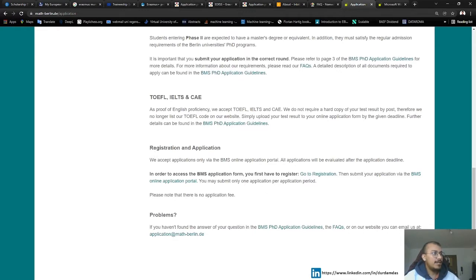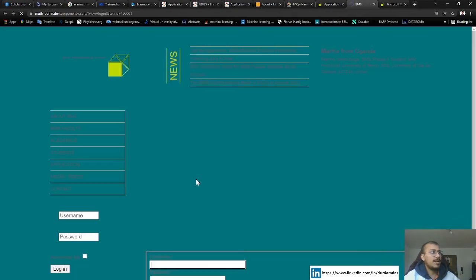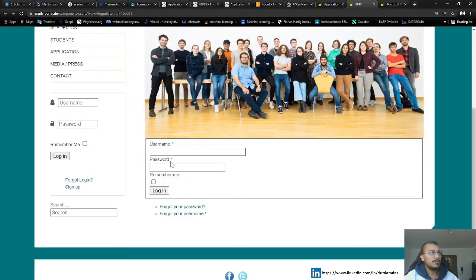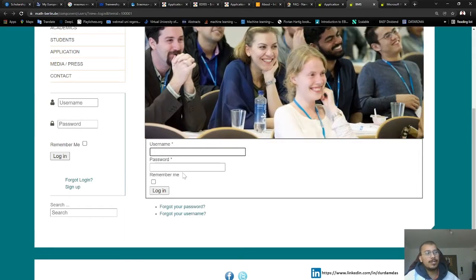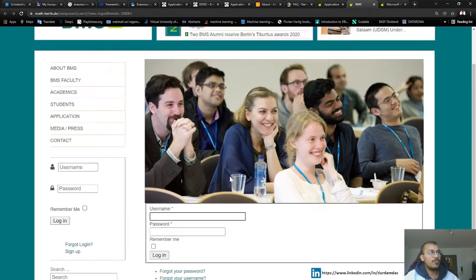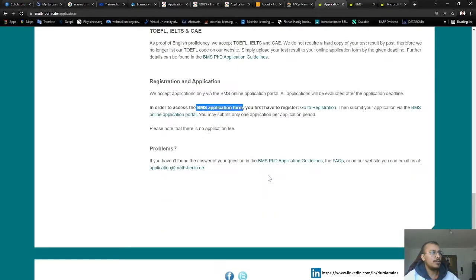And basically, in order to apply for this BMS form, you have to go to this registration link and then register yourself and then start applying in the BMS online application portal. So yeah, once you registered, you would get a username and password. Then there is the online form where you can fill up your application.